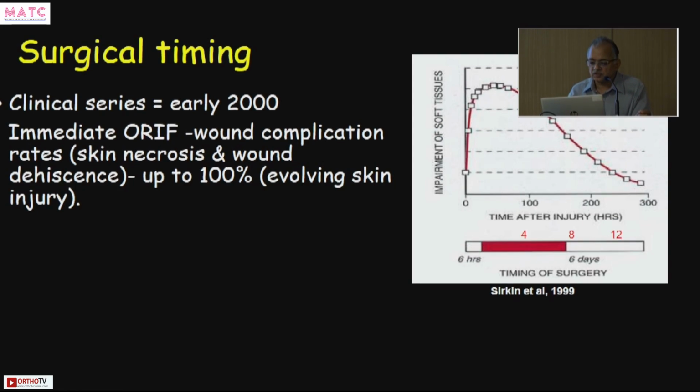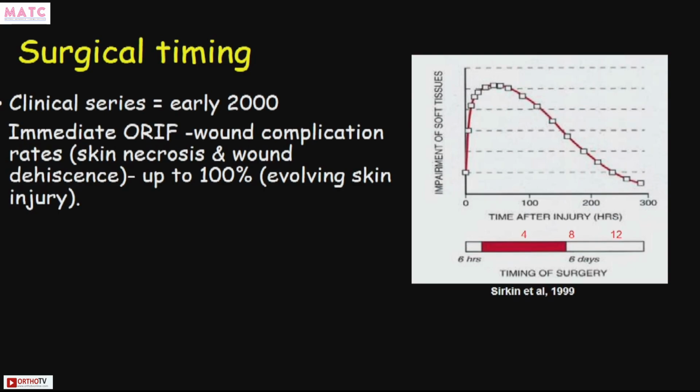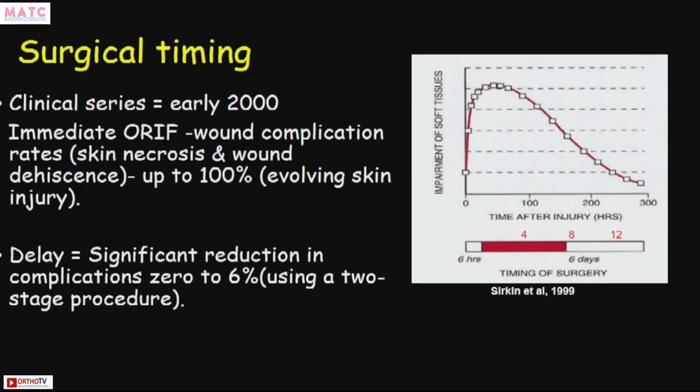Now, in this chart, as you can see, if you are operating within 4 days, the chances of soft tissue impairment are highest, but as you go down the time, that is around 8 days or 12 days, the chances reduce significantly. So in those high energy injuries where the soft tissues are compromised and you have blebs, it is better not to touch them immediately. Give a time of 2 to 4 weeks and then do delayed surgery, wherein your complication rate reduces to less than 6%.